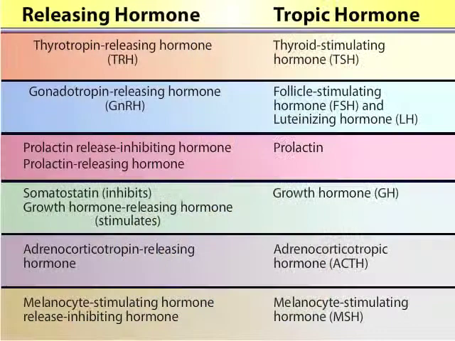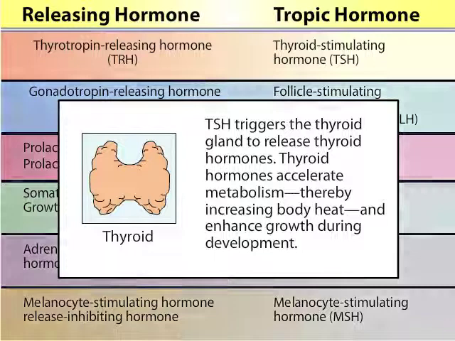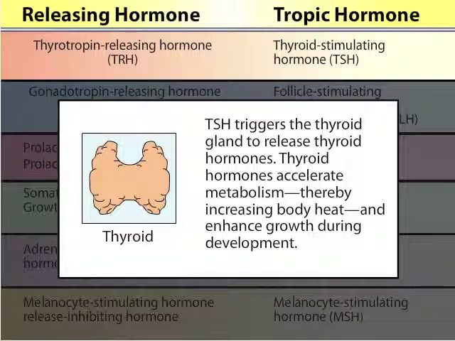The hypothalamic hormones are generally called releasing hormones because most of them trigger the anterior pituitary to release hormones. Some, however, inhibit hormone release, as indicated by their specific names. The anterior pituitary hormones are called tropic hormones. Thyroid-stimulating hormone triggers the thyroid gland to release thyroid hormones. Thyroid hormones accelerate metabolism, thereby increasing body heat, and enhance growth during development.